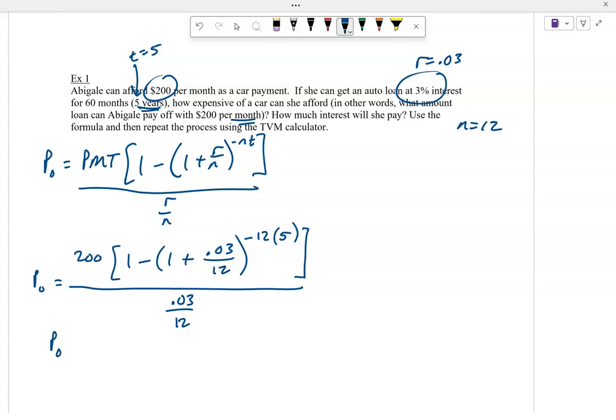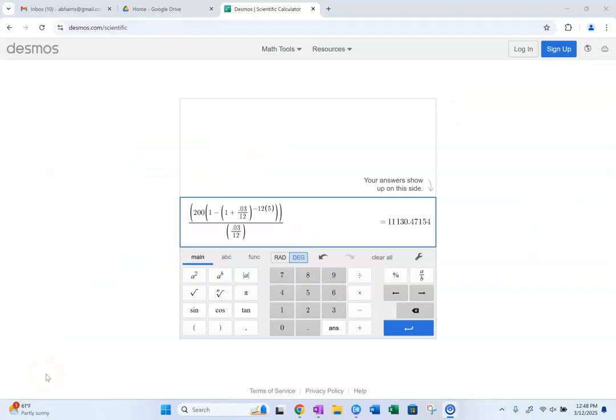So how expensive of a car can she buy? In other words, what does she qualify for as far as her loan? How much of a loan can she get? We'll pull up decimals to do this. Make sure you use your parentheses really carefully. I got my $200 payment, then 1 minus, parentheses, the rate 0.03 divided by compoundings, to the negative N times T, all over R over N. So a bunch of parentheses there. And there's the P subscript 0, that's the $11,130.